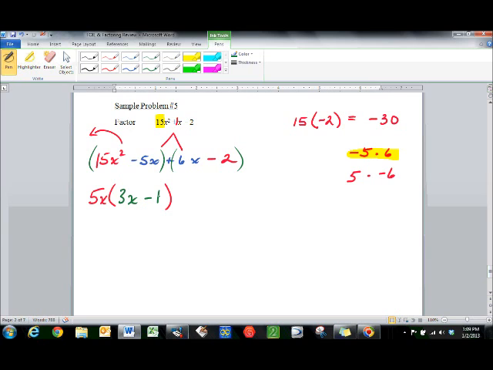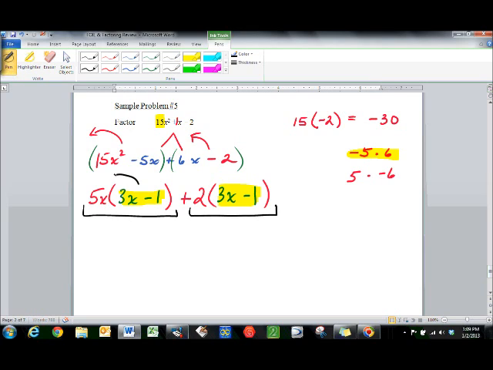Now, for the second term, we can see here 6x and negative 2 have a common 2 in place. So I'm going to pull out a positive 2, which is going to leave me again 3x minus 1. Now this is extremely important. I wanted these two terms to be the exact same.